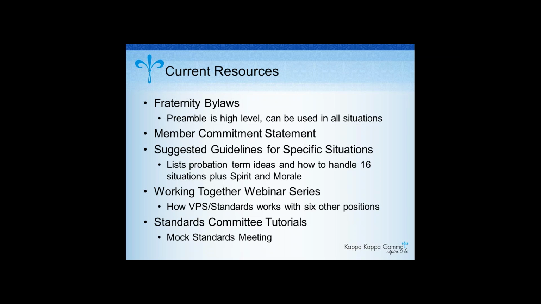Again, as Jenna mentioned, the working together webinars are useful for the specific liaison positions. Basically, it helps the VPS and the standards committee members understand how they work with the 6 other positions. If they have a specific liaison they are working with, it's really helpful for them to watch. It's a maximum 20-minute webinar, just to give them some ideas of how to work with those positions. And then the standards committee tutorials.